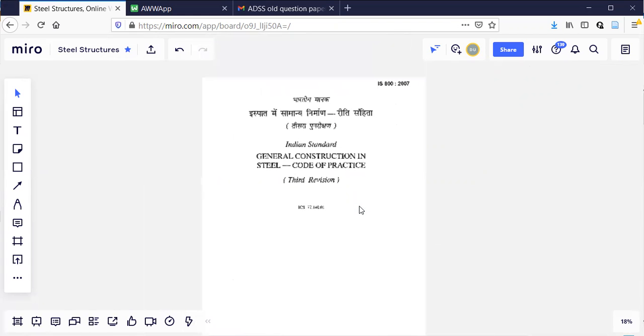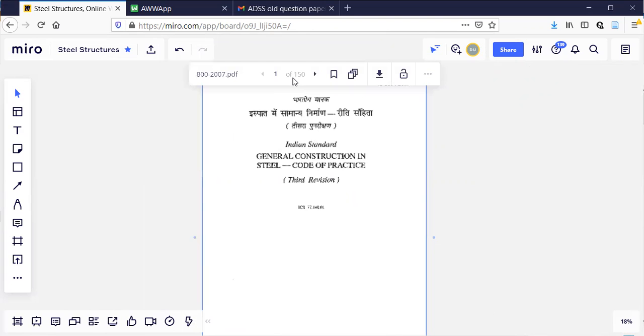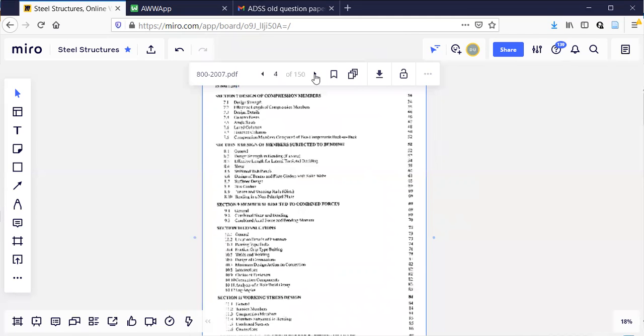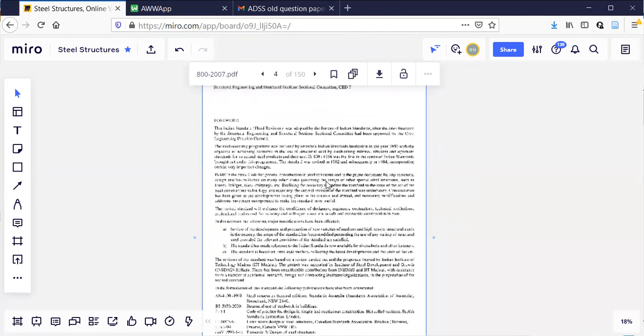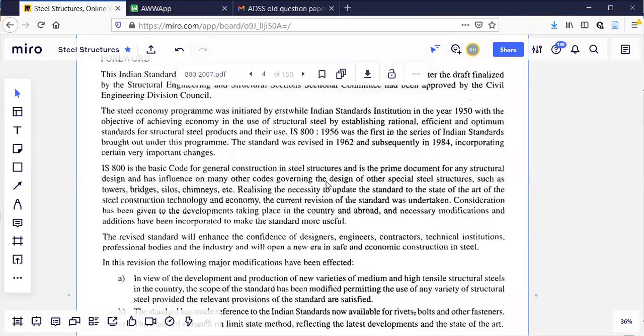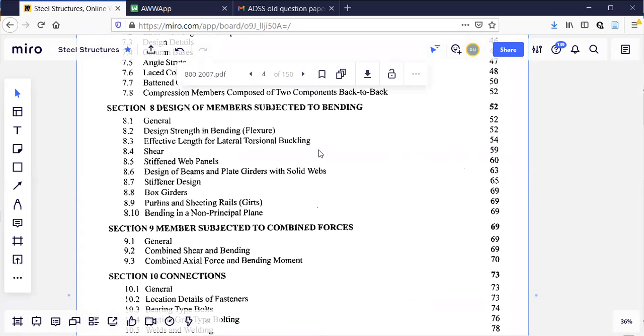So again, you can see this is IS 800 2007. You can see the number of pages, 150 pages are there. Okay, I just have to go like this. Now it is a little bit slow here. Now I'm in the fourth page. It takes some time so that the fonts are clear. It depends upon your net speed also.